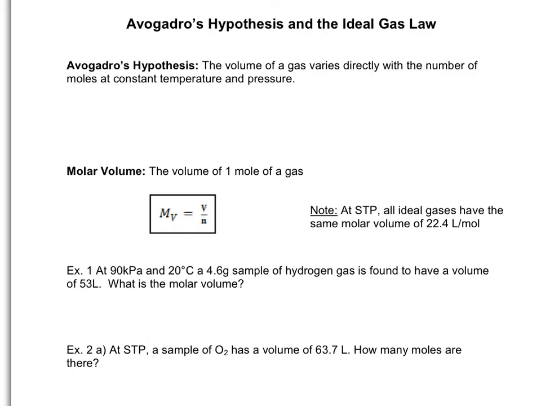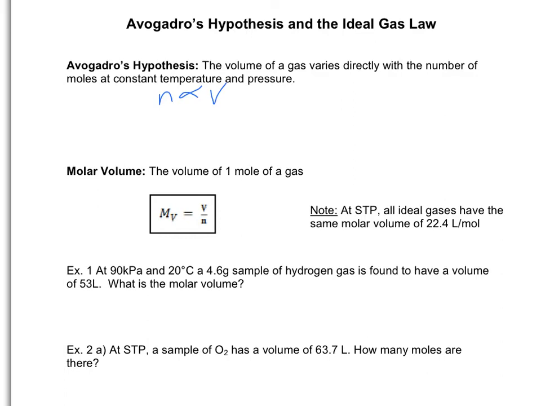Avogadro's hypothesis says that the volume of a gas varies directly with the number of moles at constant temperature and pressure. We can represent this with n varies with V. If you add more gas, your volume is going to increase. No brainer there. We can derive this into a math equation by introducing a constant.